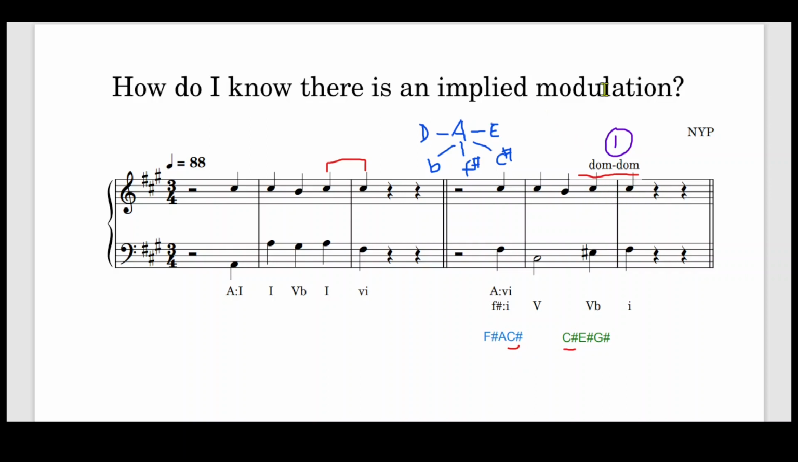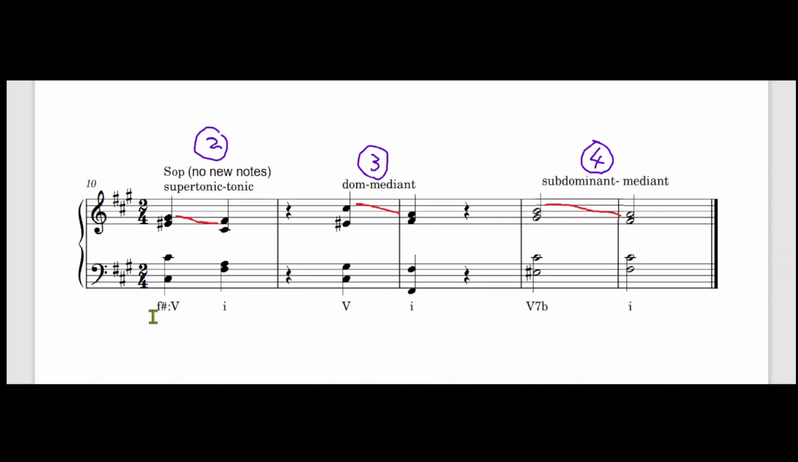This is called implied modulation. That means we cannot find the new note in the soprano. We can put it in the bass or alto or tenor. If we come back to F sharp minor, we check for supertonic to tonic. This is G sharp to F sharp. So this is also a clue for implied modulation.